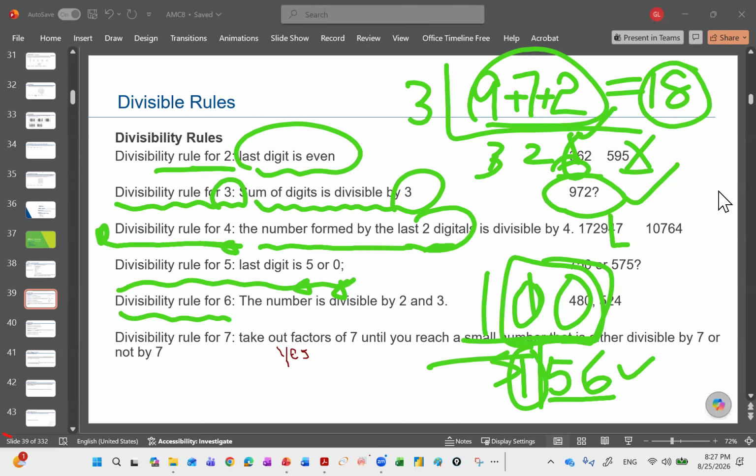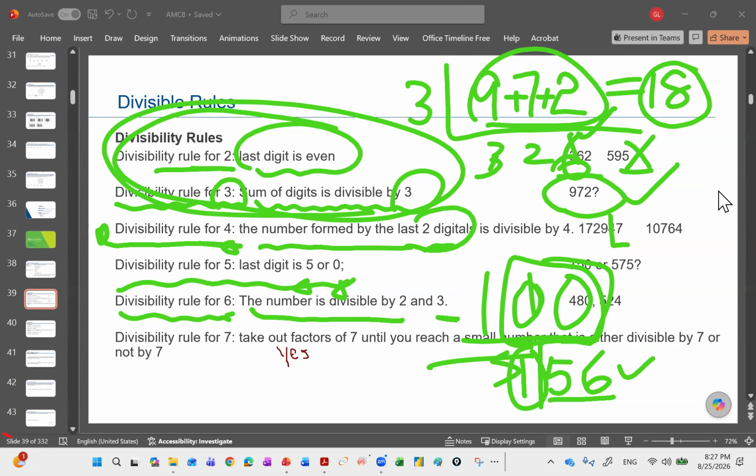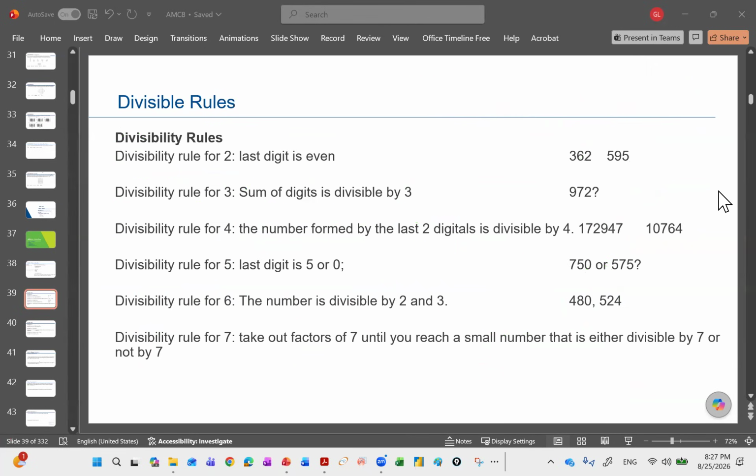Divisible by 6 means divisible by both 2 and 3, so you need to apply both rules here. If you can divide by 6, you have to be able to divide it by 3 and by 2. First, you need an even number. Second, you sum the digits together, and the sum should be divisible by 3. Like here, yes. What about this one?